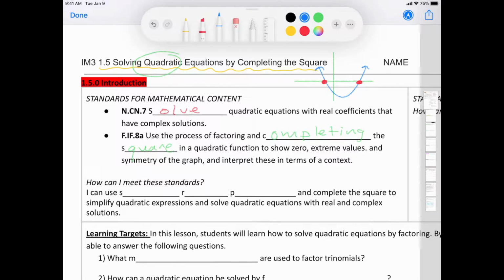I can use the square root property and complete the square to simplify quadratic expressions and solve quadratic equations with real and complex solutions.